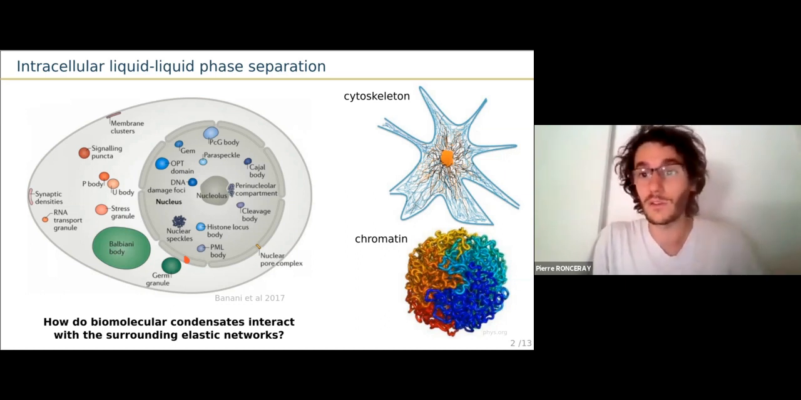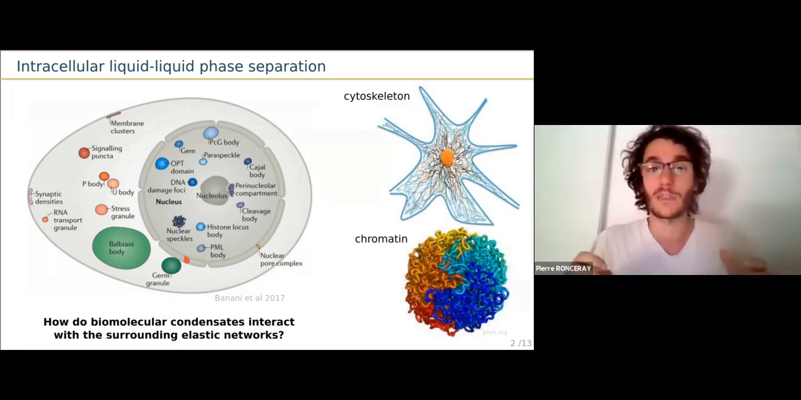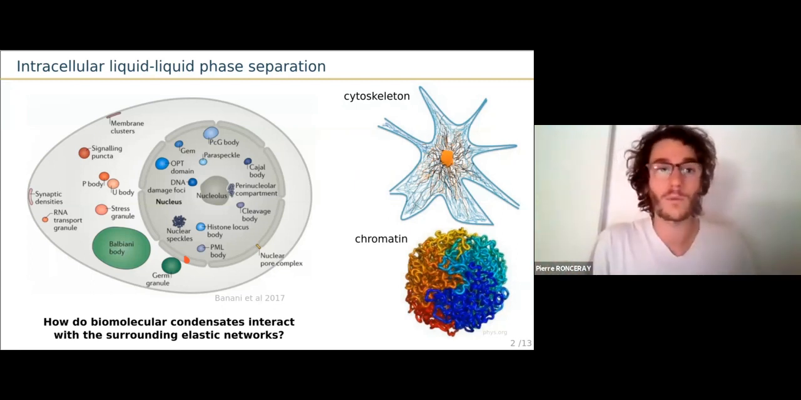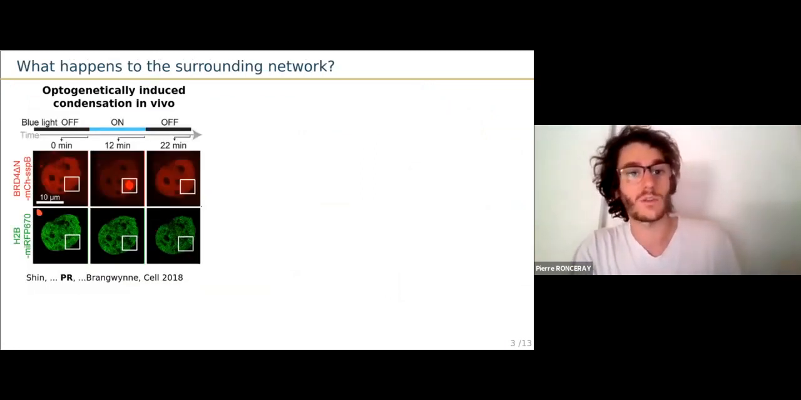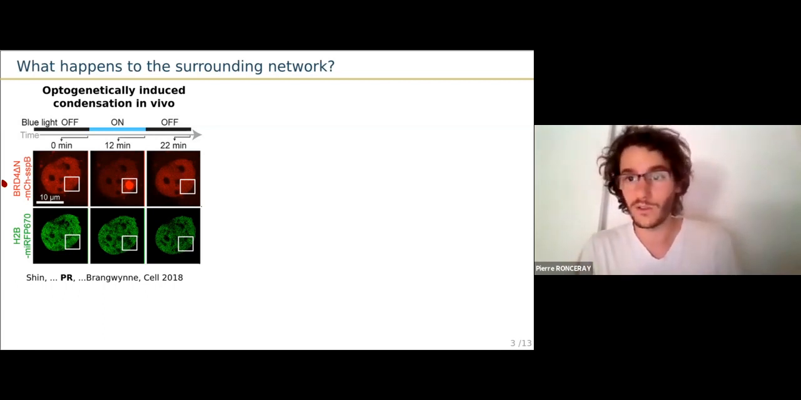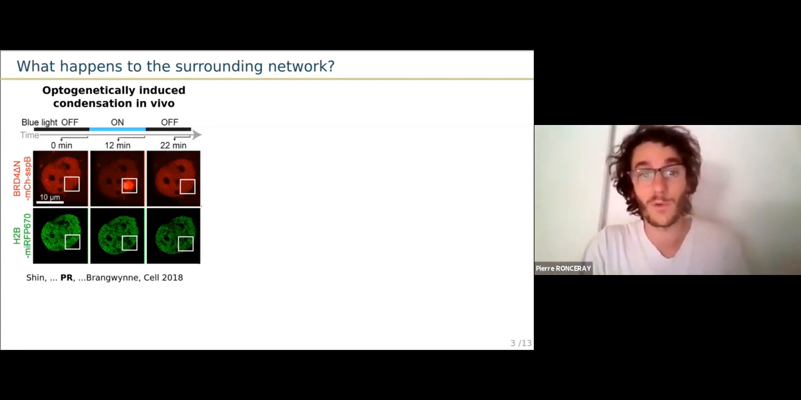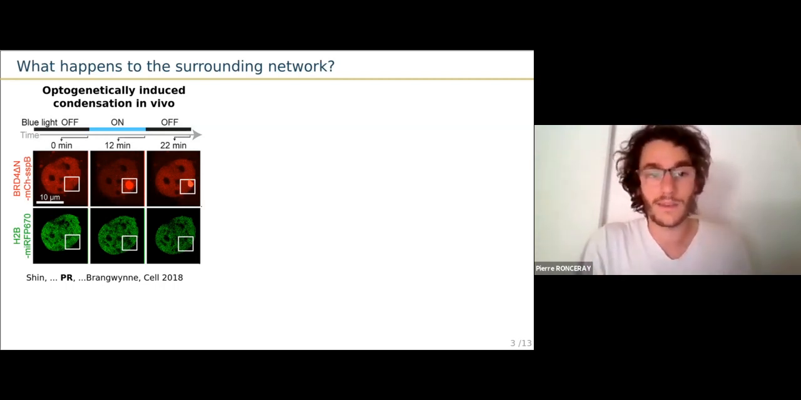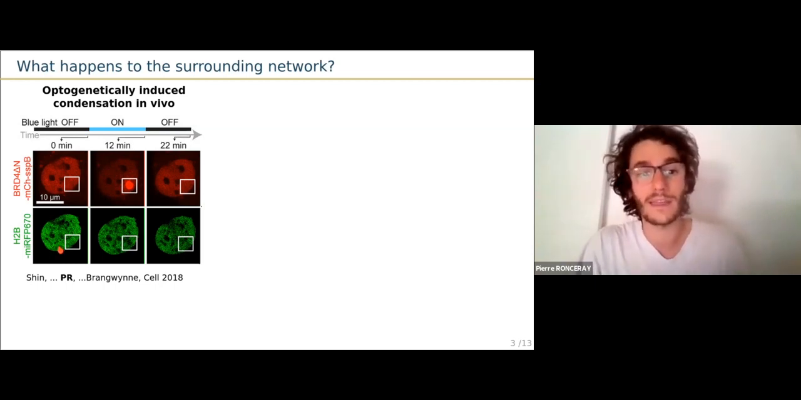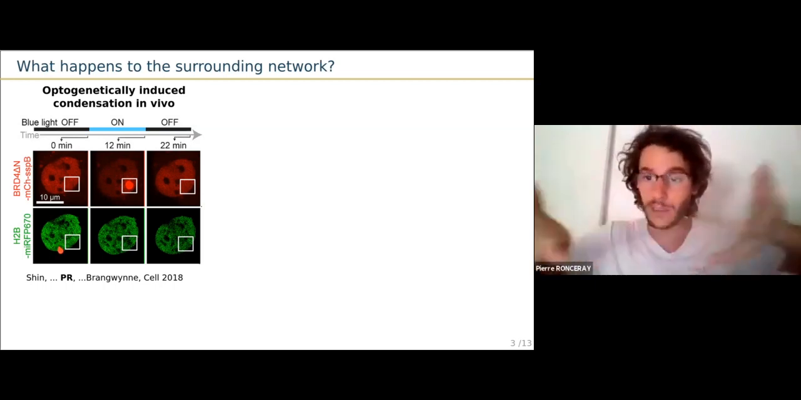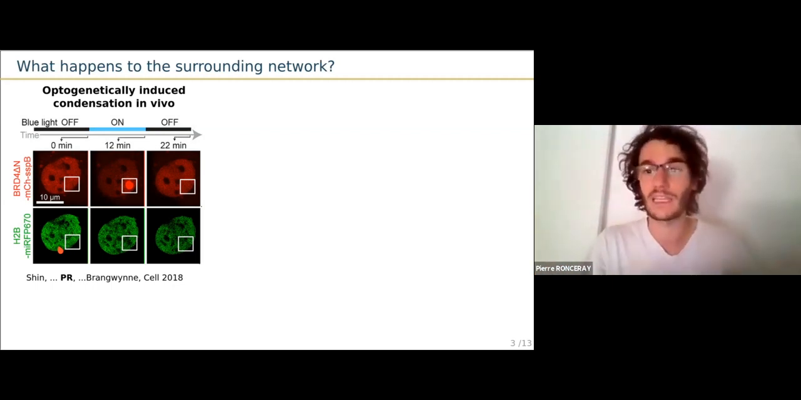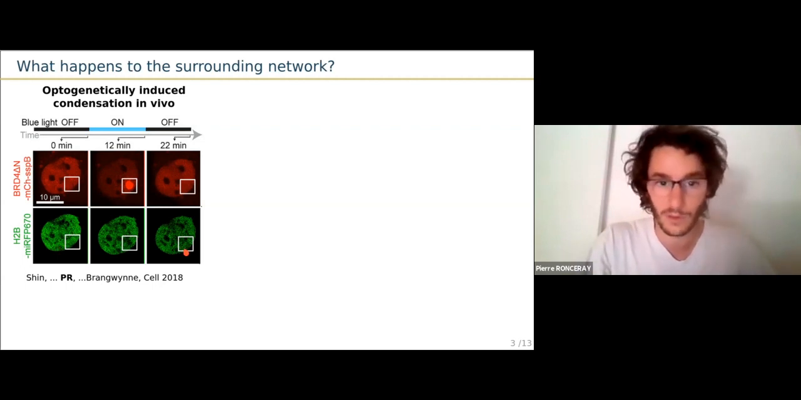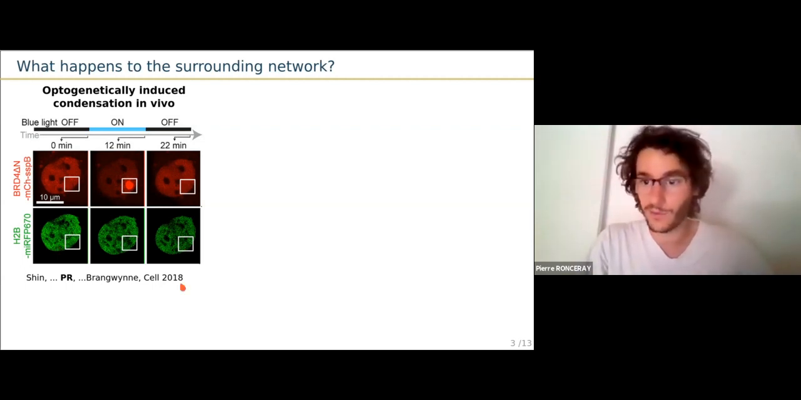There are a few works that have looked at what happens to an elastic network when you phase separate a droplet. One of which is by the group of Cliff Bronwyn, to which I collaborated, which uses optogenetically induced condensation. So you turn on the light and you have a protein that phase separates, and you form these red blobs, these red droplets, and when you turn it off, it dissolves again. And what we observe then is that when you do that and you look at what happens to the chromatin, there's a pocket that opens in it, and so the chromatin is expelled, at least most of the chromatin is expelled for sure.